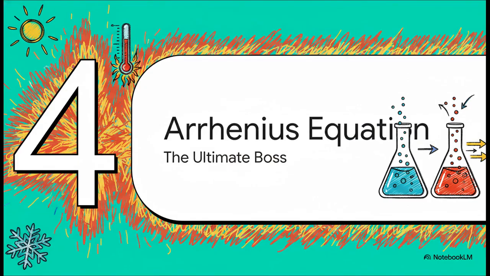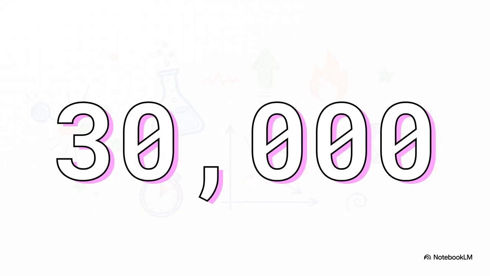Next up, Section 4. It's time to face the ultimate boss of chemical kinetics, the Arrhenius equation. Okay, think about the number 30,000. That is a massive number, and it actually represents how many times a reaction rate can increase when you add a catalyst that drops the activation energy from 75 down to 50 kilojoules per mole, all at just room temperature, around 20 degrees Celsius.